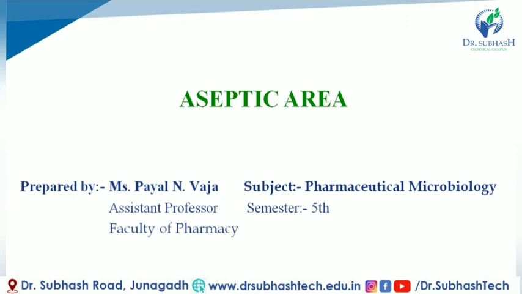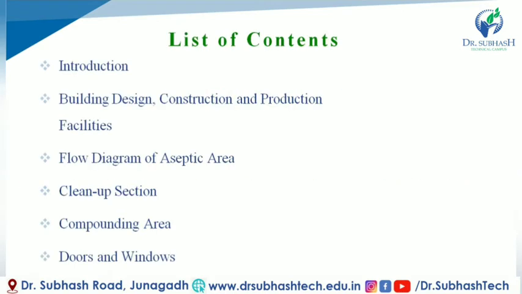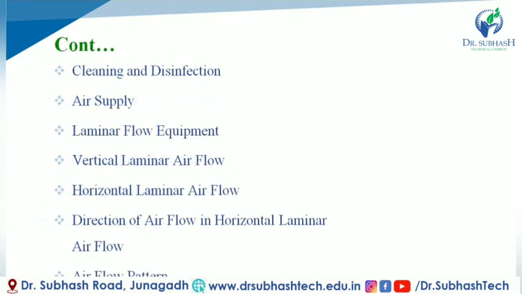So let's get started. These are the list of contents we will discuss in this video. First one is the introduction. Next one is building design, construction and production facilities, flow diagram of aseptic area, cleanup section, compounding area, doors and windows, cleaning and disinfection, air supply, laminar airflow equipment, vertical laminar airflow.